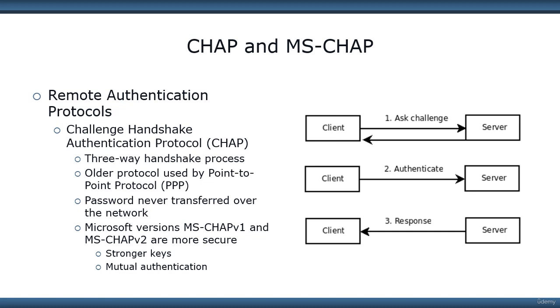The password is never actually transferred over the network. Basically, the client makes a request to connect, the server sends a challenge, and the client then authenticates itself using that challenge algorithm, and the server then responds. The password is never actually transferred over the network because the password is incorporated with the challenge string, and it uses one-way encryption. So you're not able to decrypt it, and it's not the actual password. It's the password plus the challenge string. So it's pretty secure. Microsoft has their own versions, V1 and V2, which are more secure because they have stronger keys and they support mutual authentication.